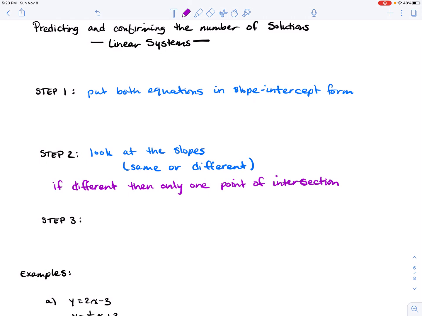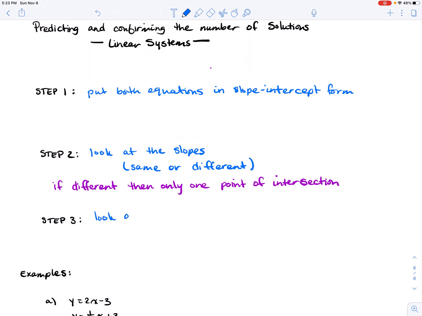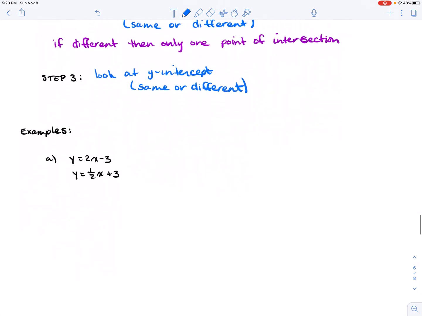And the third thing you're going to do is look at the y-intercept. And again, is it the same or different? Now let's put these steps into practice. Let's look at our first example here.